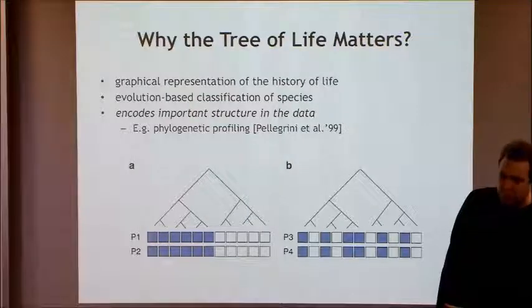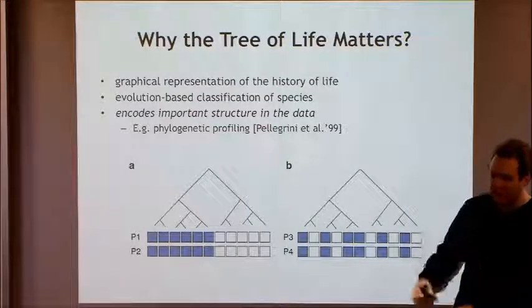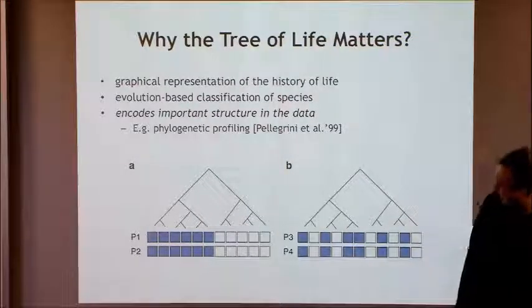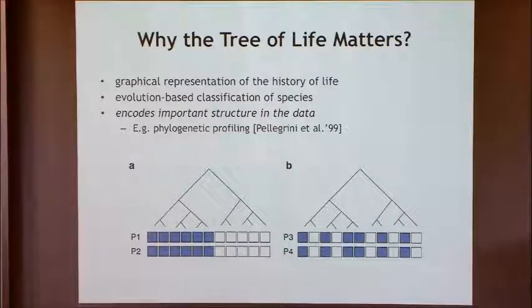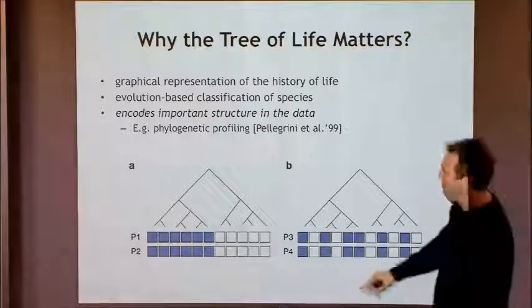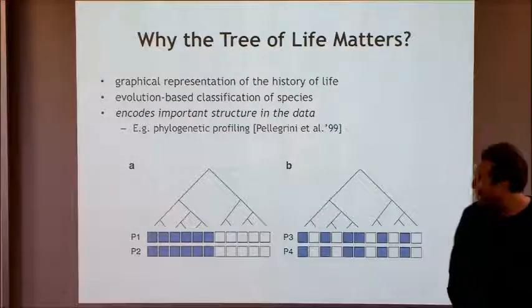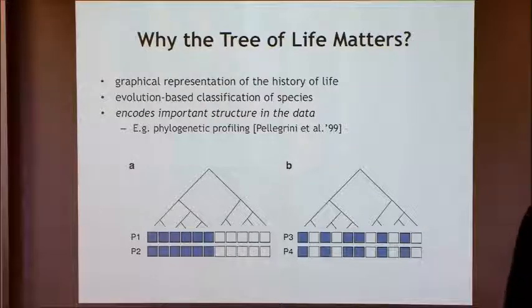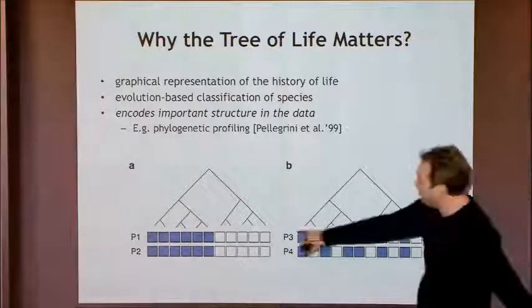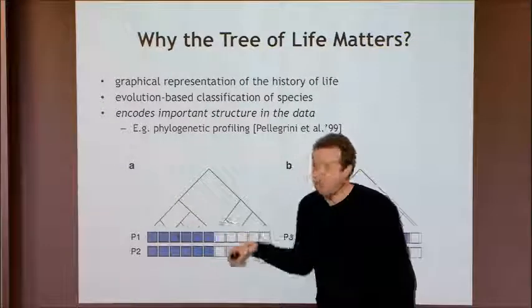Suppose that you're studying a new protein. You don't know what it does. You don't know its function. You don't know how it interacts with other proteins. But you've observed the following thing. There's this other protein that's very well understood, say P1, that happens to have a known function. And you've collected data from multiple species. Remember, here the tips of the tree are these different species.